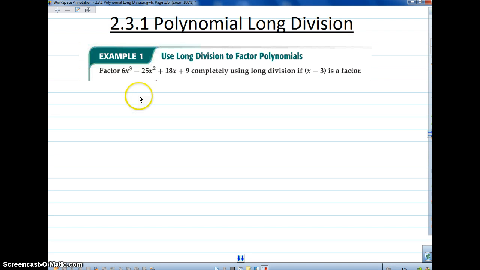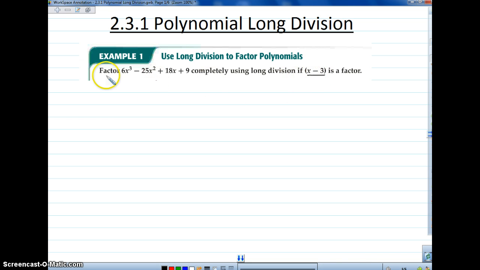Hey everyone, we are doing section 3 of chapter 2 today. This section is on polynomial long division, which you may have been familiar with. We're going to be reviewing that concept in pre-calculus. Basically the idea is if you have a long polynomial and you know at least one of the factors, you can divide that factor out of the polynomial and then use the remaining terms to continue factoring this polynomial. So it's kind of like the first step in factoring a really long polynomial.